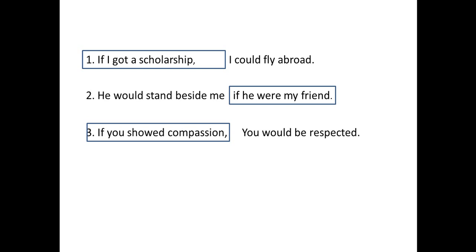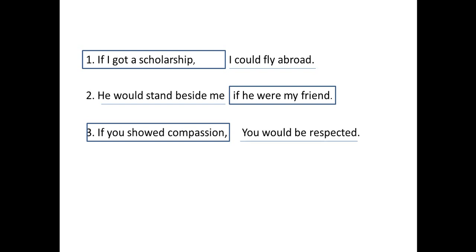So now look at the remaining parts. I could fly abroad. He would stand beside me. You would be respected. Now the question is, what type of message do they convey to us? Just for example, I will pick only sentence 1. If I got a scholarship, I could fly abroad. From sentence 1, actually the message is that I have not gone abroad as I have not gotten a scholarship.